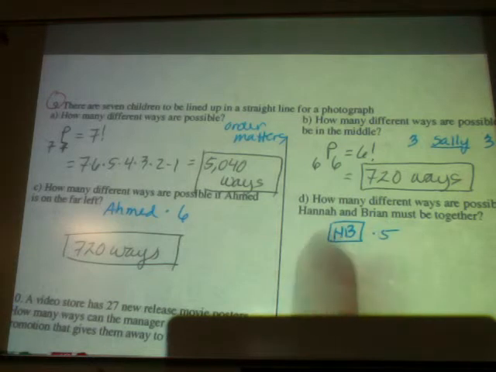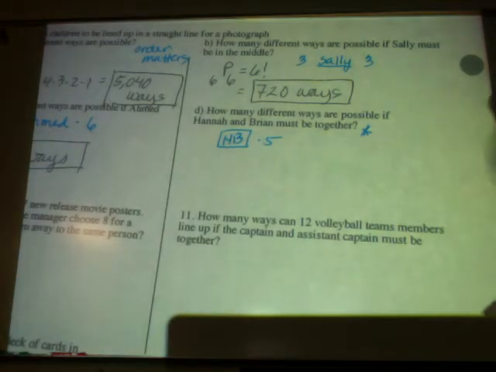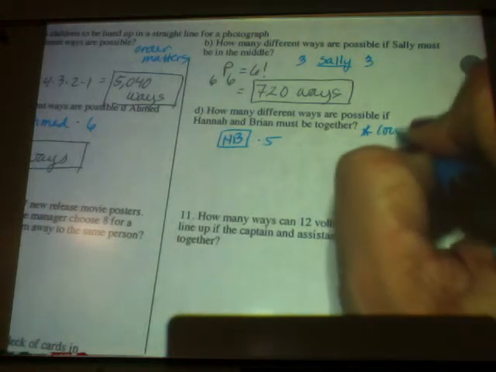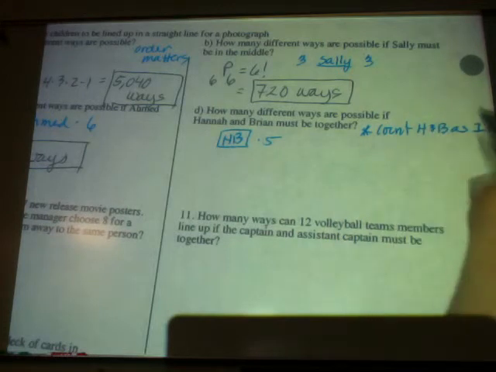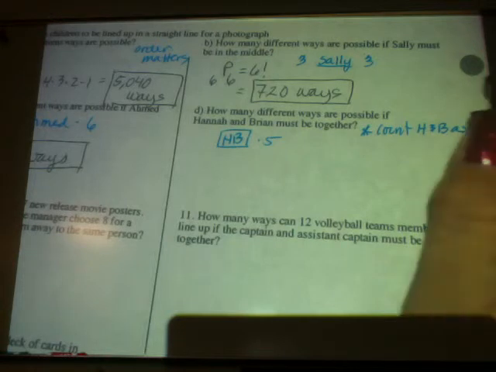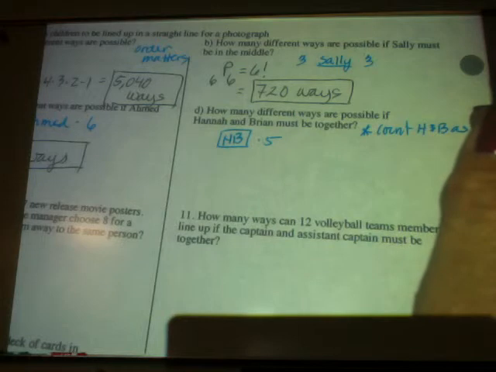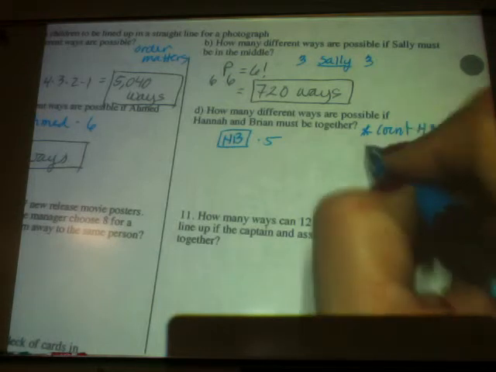But for each of these arrangements for the five people, if I switch Hannah and Brian, doesn't that double the arrangements? Because each of those arrangements would be different then. So write yourself a note. Count Hannah and Brian as one.